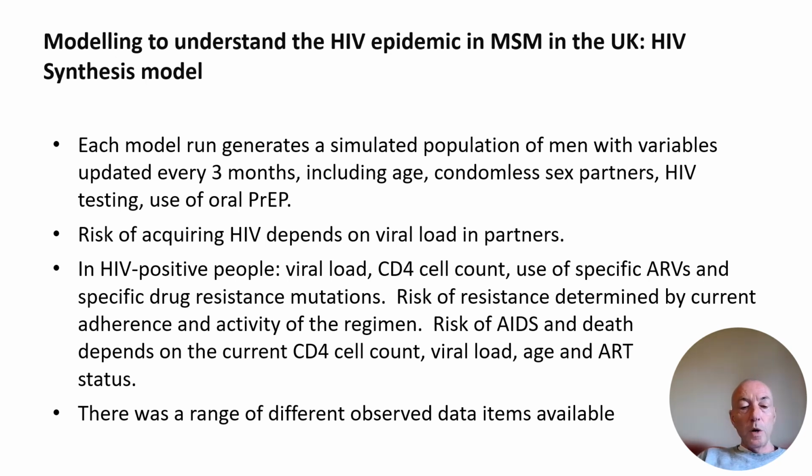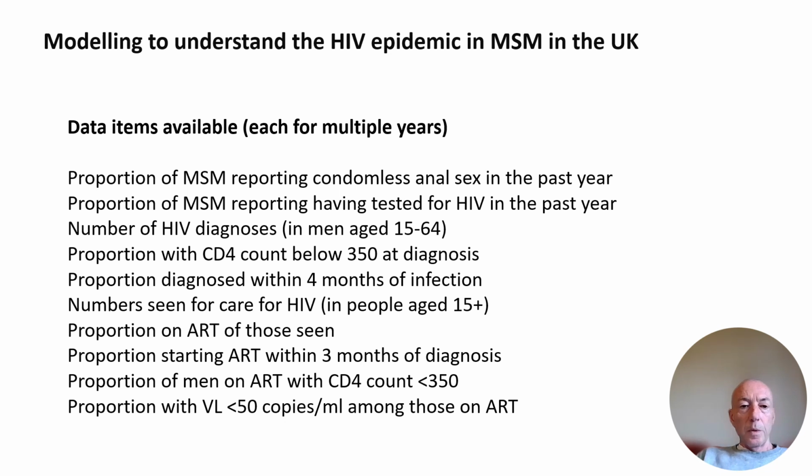Now, there was a range of different observed data items available. So here you can see the range of data items available, most of them for over multiple years. So you can see there was a large number of data items available for the epidemic in MSM in the UK, and most of these data are collected from the UK HSA.